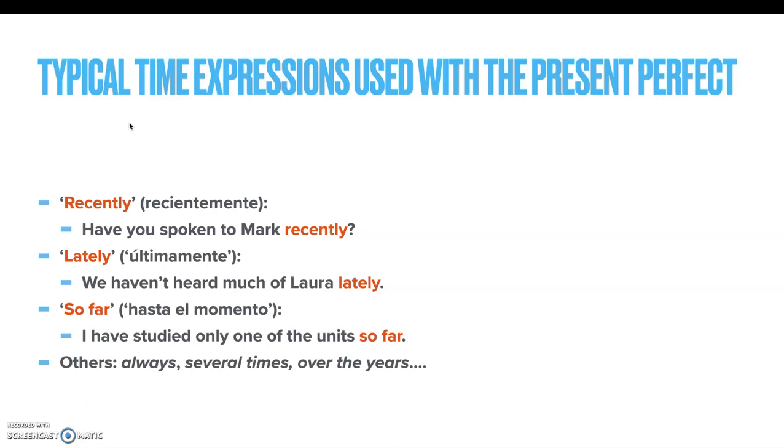Other typical expressions that we use with the present perfect are recently, recientemente. Have you spoken to Mark recently? Lately, últimamente. We haven't heard much of Laura lately. No hemos oído hablar de Laura últimamente. So far, hasta el momento. I have studied only one of the units so far. Solo llevo una unidad estudiada hasta ahora. Other time expressions are always, several times, over the years, etc.